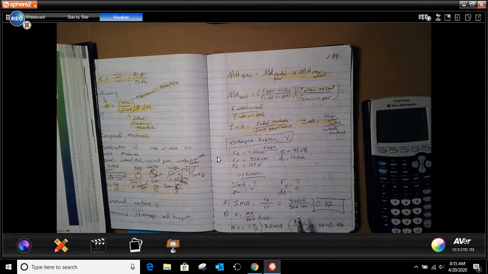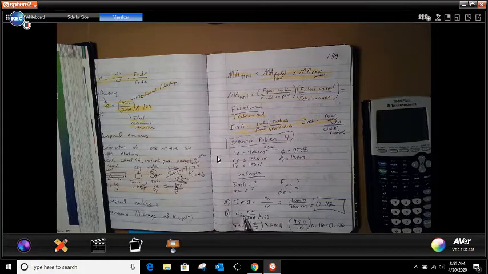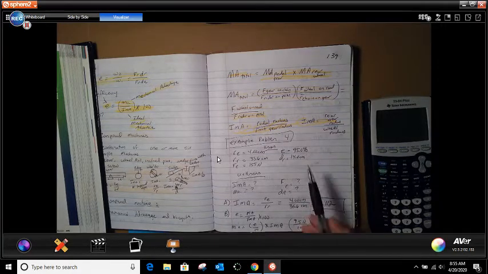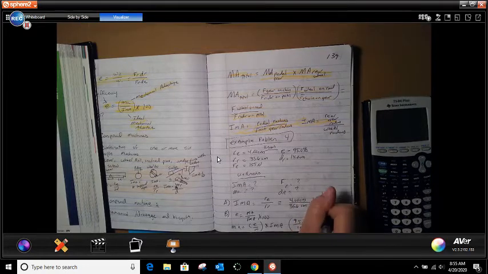The next one is we're looking for MA. So we're trying to find MA over IMA. We're going to take our 95, which is 95%, over 100%, times the IMA, which is the number that we got here, right?